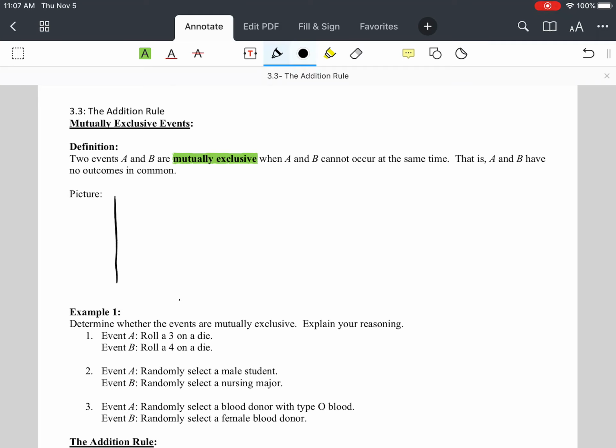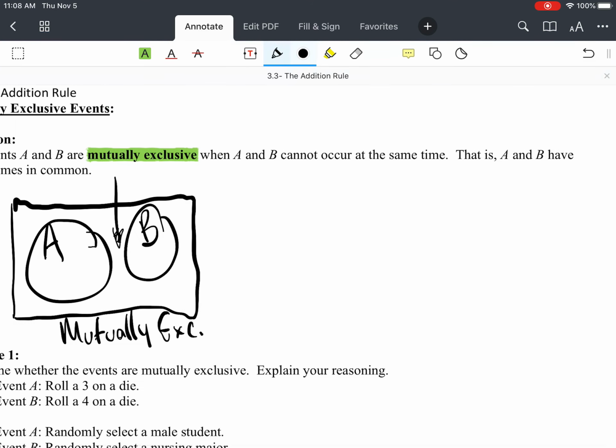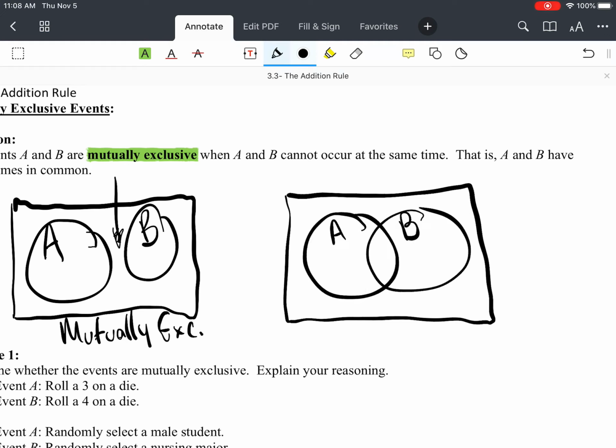So I'm going to create a Venn diagram here to represent what that means. Here we have every event that can possibly happen, and we have two events, A and B. If they're mutually exclusive, that means that they do not intersect. Notice that here we do not intersect those two events, so they cannot happen at the same time. So this would be mutually exclusive.